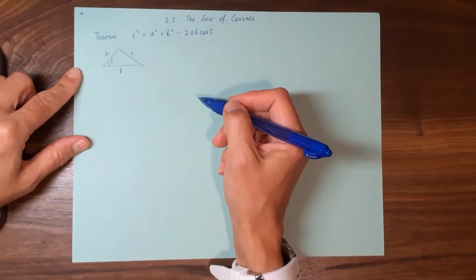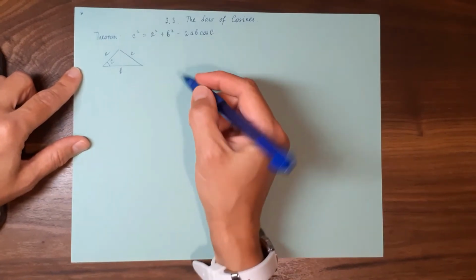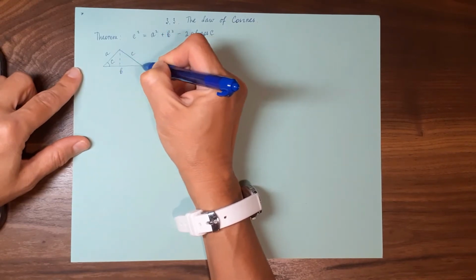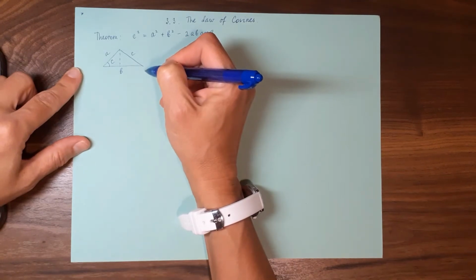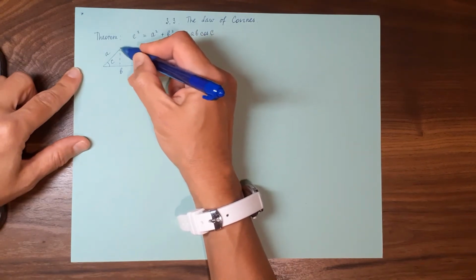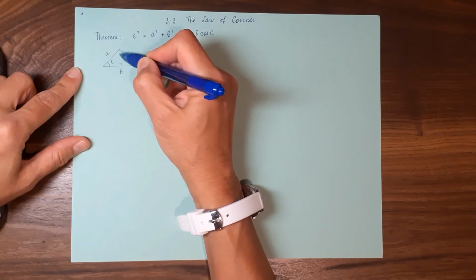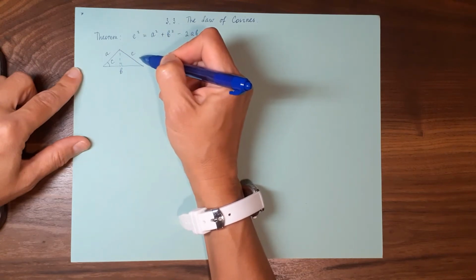I'm going to prove this theorem, and first I'm going to draw a height in the triangle. Height is a vertical line which goes from the vertex across to side b and crosses it at 90 degrees. This height is going to divide my triangle into two right triangles.